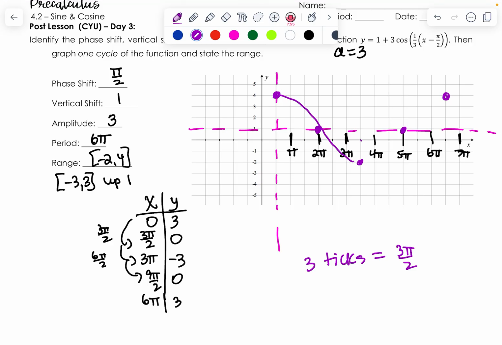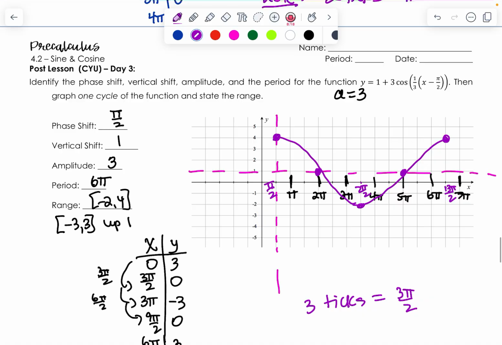And I'll go ahead and make sure I've got it nice and rounded. And this one is pi over 2. 3 is 6 pi over 2. This is 7 pi over 2. And this one, this is 13 pi over 2. Make sure you've got them all labeled. Okay, hopefully that makes sense.